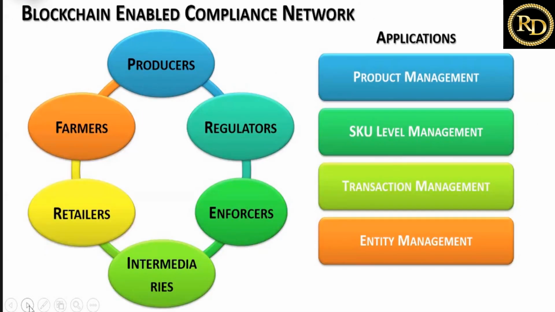So how does the blockchain-enabled compliance network work? Products, regulators, enforcers, intermediaries, retailers, and farmers can all be on that network. Applications can be product management, SKU-level management, transaction management, and entity management. So the regulator can see all this information on a real-time basis. And in case they have to pull out a product or restrict or ban a product, they know exactly where that product is. Based on that, if they have to take any measure, they can do it on a very real-time basis.